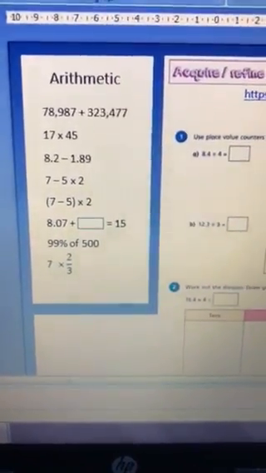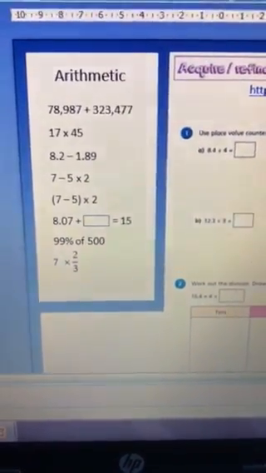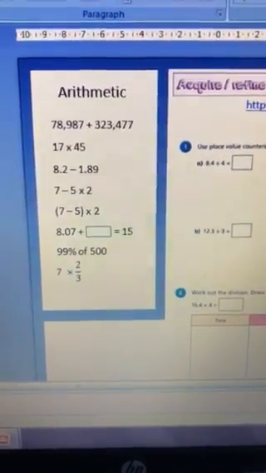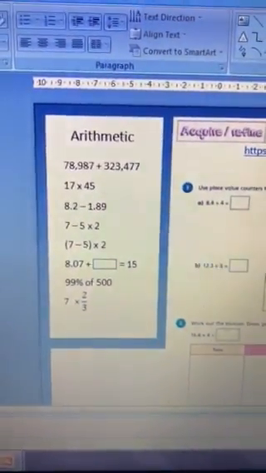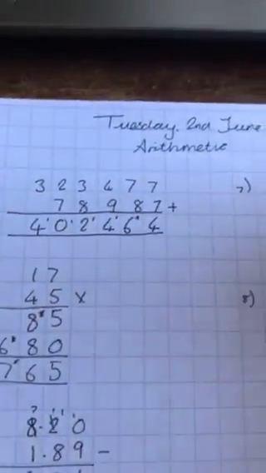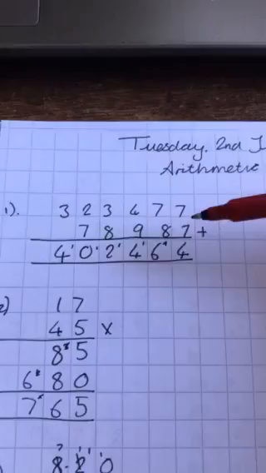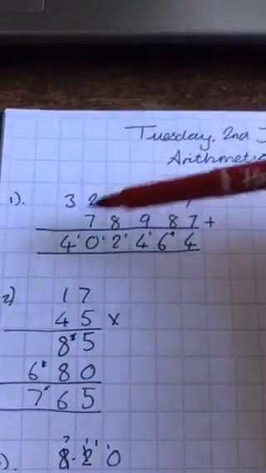Hi. Here is Tuesday's arithmetic. We're starting off with an addition of some very large numbers. Now, I'm always in the habit of trying to remember to put the biggest number on the top. I think it's a good habit to be in because we have to do it when we subtract, so it's just a useful habit. So I've laid mine out with clear place value columns.